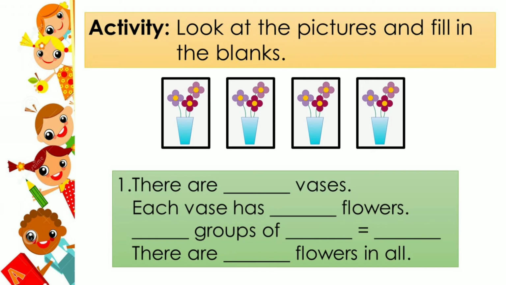Let's have an activity to know if you really understand our lesson today. Look at the pictures and fill in the blanks. There are blank vases. Each vase has blank flowers. Blank groups of blank is equal to blank. Therefore, there are blank flowers in all.